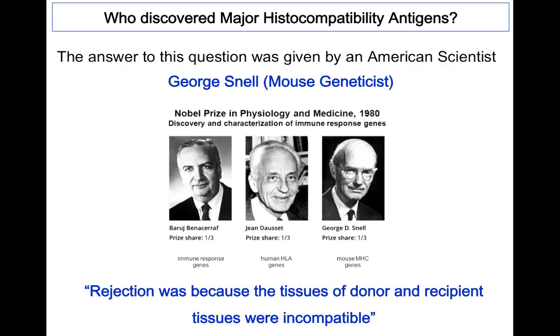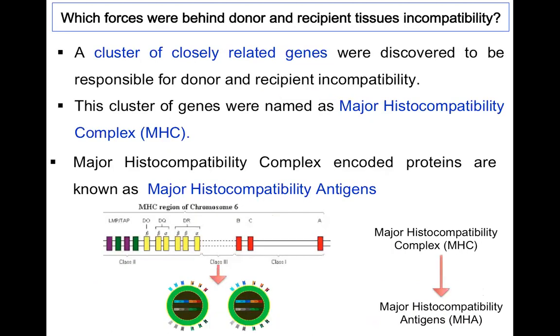He said that if the animals are not closely related, the recipient will respond by rejecting the grafted tissue. These scientists concluded that rejection occurred because the donor and recipient tissues were incompatible. So what are the reasons behind the incompatibility of donor and recipient tissue? A cluster of closely related genes was discovered to be responsible for donor and recipient incompatibility.